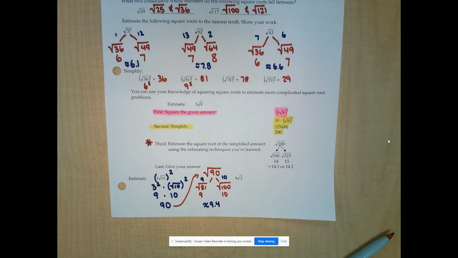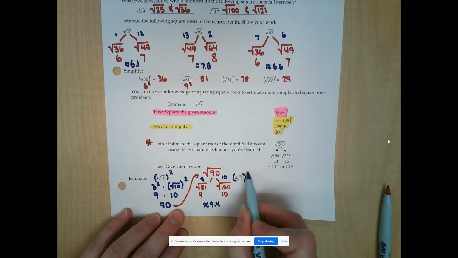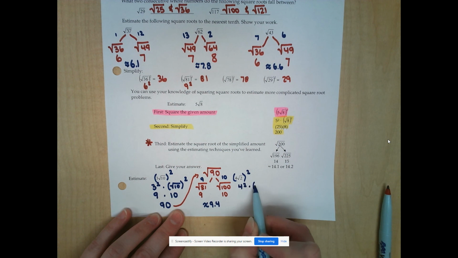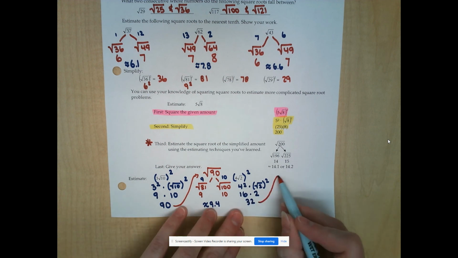All right, let's try that again. If we first square the given amount, I'm going to put this in parentheses and square it. So I've got 4 squared times, and I've got the square root of 2 squared. Well, we know 4 squared means 4 times 4, which is 16. And the square root of 2 squared is just 2. That means that once we've squared it and simplified it, we get 32. Step 3, estimate that square root, the square root of 32.